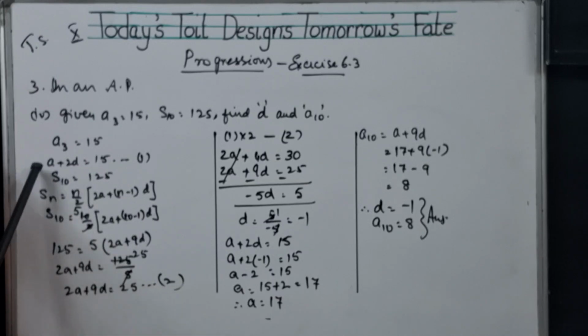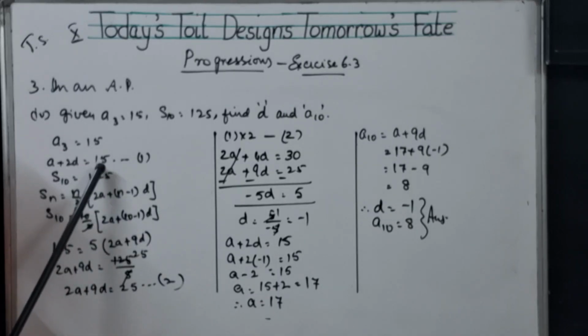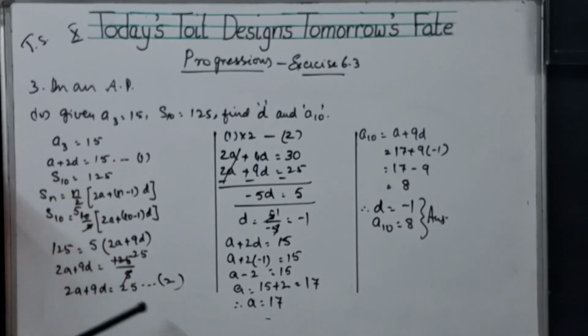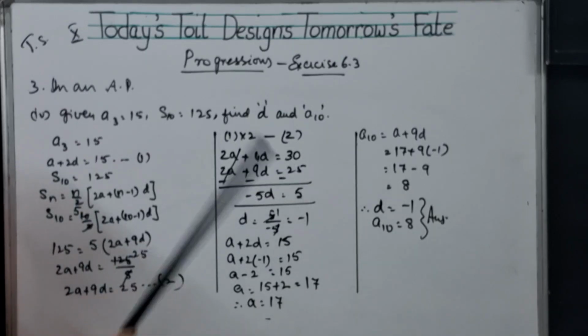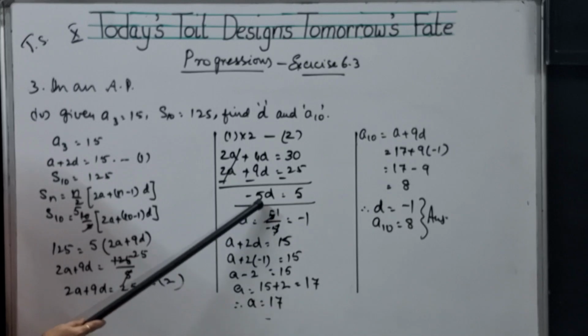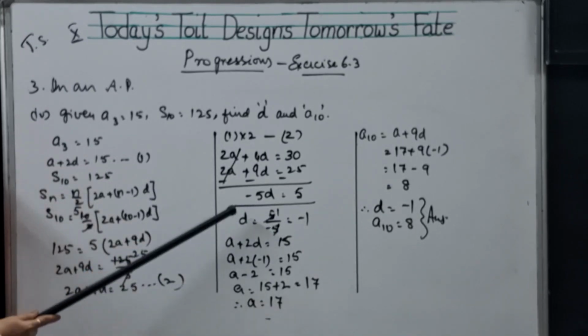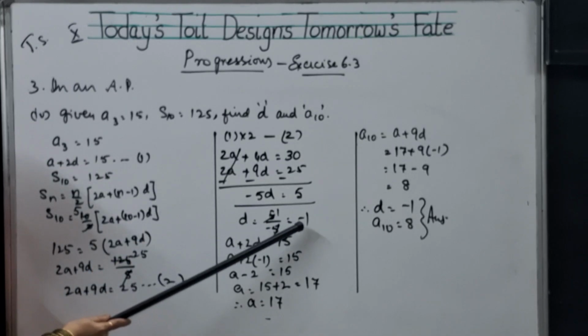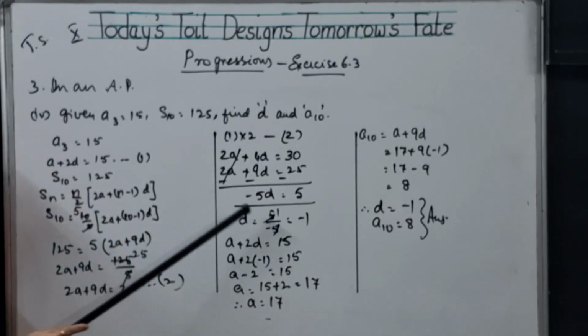So here the first equation has got a plus 2d. Here 2a plus 9d. So no coefficient is equal. So I wanted to make the coefficient of a as equal. So the first equation I have multiplied by 2 and I have subtracted the second equation. So 2a plus 2 twos are 4d is equal to 15 twos are 30. That is the equation. Second equation 2a plus 9d is 25. So on solving it, I got minus 5d is equal to 5. d is equal to 5 by minus 5, that is minus 1 I got.